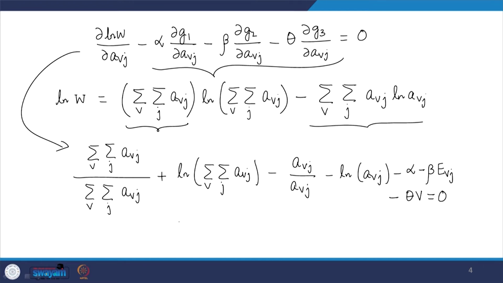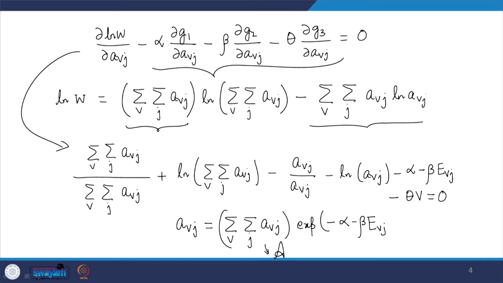So, if I solve this, what I have is A_VJ, which I can as well write as capital A, exponential of minus alpha minus beta E_VJ minus theta V. So, therefore, I can define the probability of having the volume V and energy level E_VJ as A_VJ by capital A, and since we are referring to the most probable distribution, we can put a star here to indicate that that is the occupation number for the most probable distribution, and that is equal to exponential of minus alpha minus beta E_VJ minus theta multiplied with the volume. So, therefore, we have got the expression for the probability.